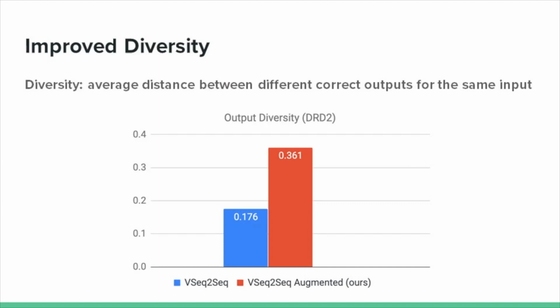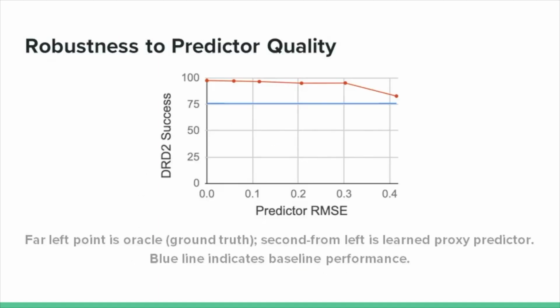The second metric I want to show is diversity, which is defined here as the average distance between 2 different correct output modifications for the same input. And you can see that our augmentation has much higher diversity of outputs than the baseline.